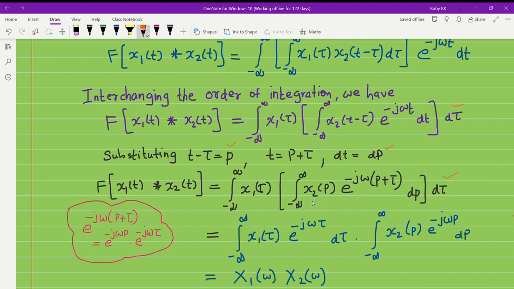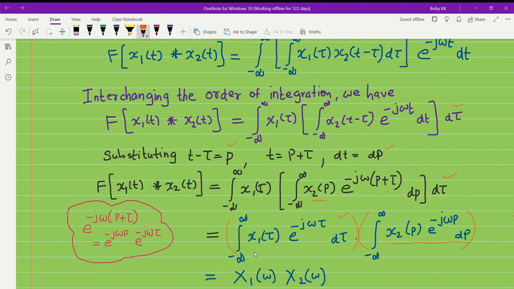that is x2 of p into e raised to minus j omega p dp. After that, the first one is x1 of tau into e raised to minus j omega tau d tau. So we put it in this way, combining these two. So we can see that this is nothing but X1 of omega into X2 of omega.